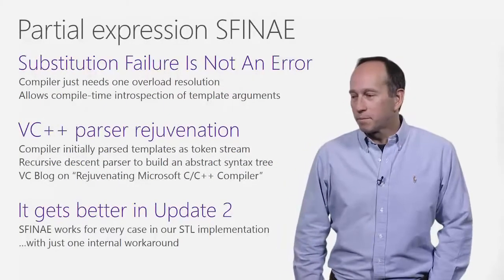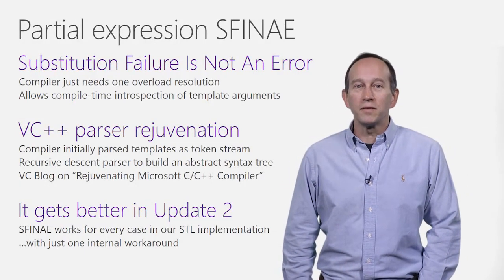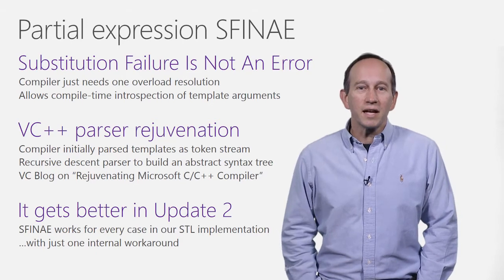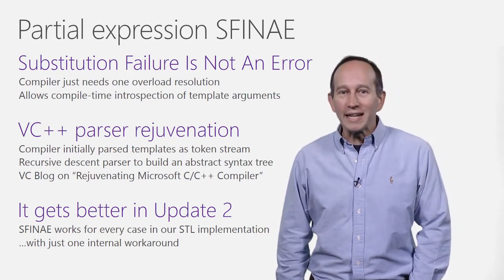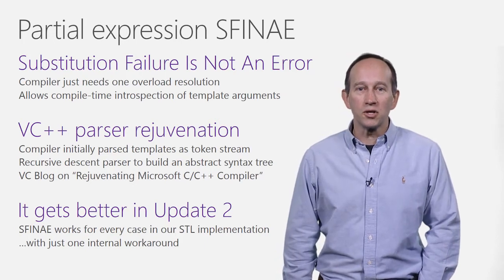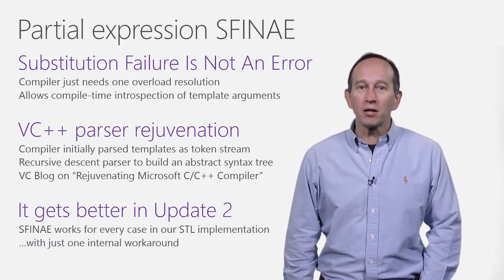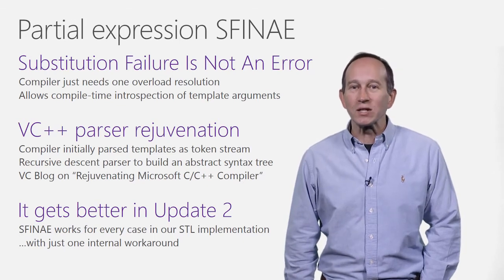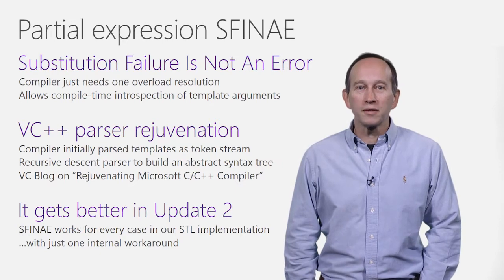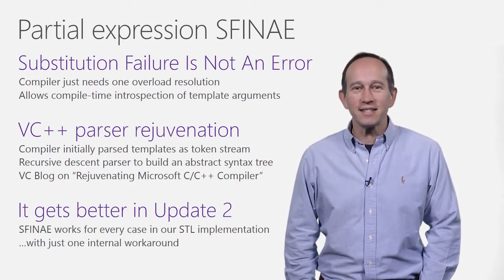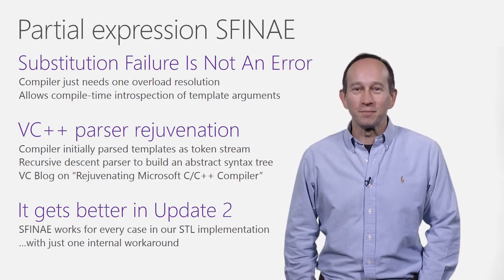So, SFINAE. Y'all remember SFINAE. It's a trick that allows compile time introspection of template arguments. The template can ask what are the properties of its arguments. The idea is that the compiler only needs one valid overload resolution in the set of possible overloads, so there's no need to error out if the compiler fails in substituting any particular set of arguments for a given template. As long as you've still got one that works out, the code is still valid. It's that easy. In Update 1, we're introducing support for expression SFINAE.